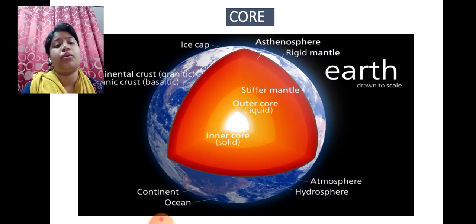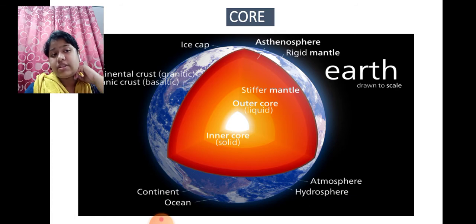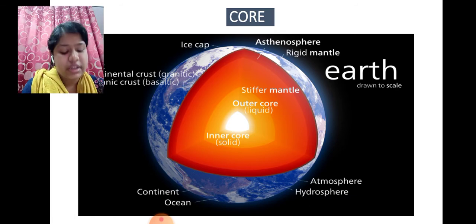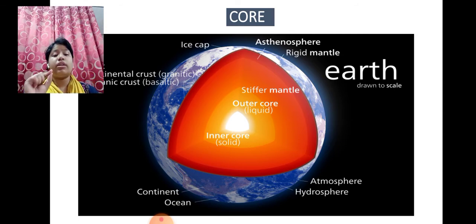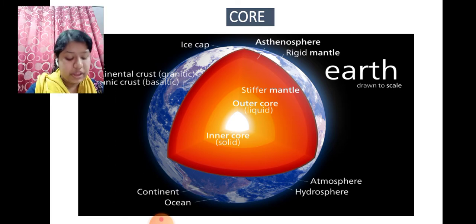Next is the core. We'll study about the core. So the core is again divided into two parts: the outer core and the inner core. The length of the core is 3,500 kilometers. In that, the outer core is 1,250 kilometers, and the inner core is 2,250 kilometers. Density of the core is 13 grams per centimeter cube. And we found minerals, nickel and ferrous over here.